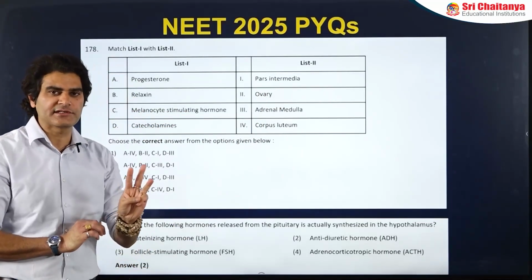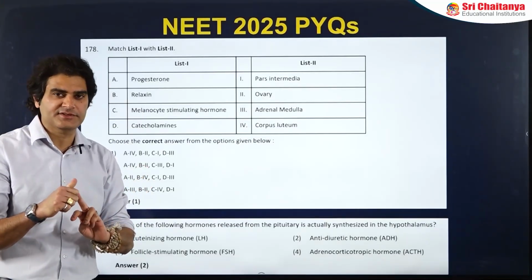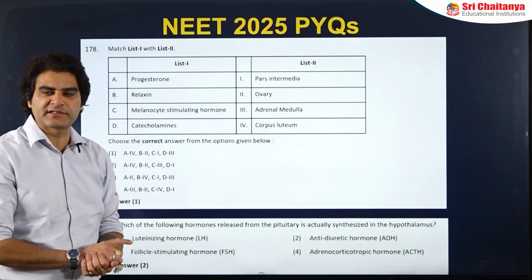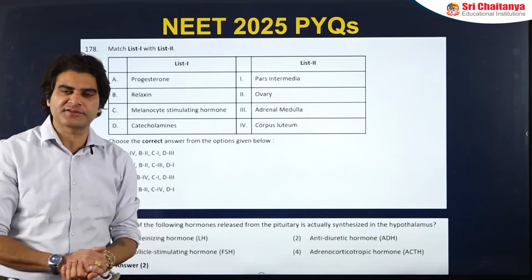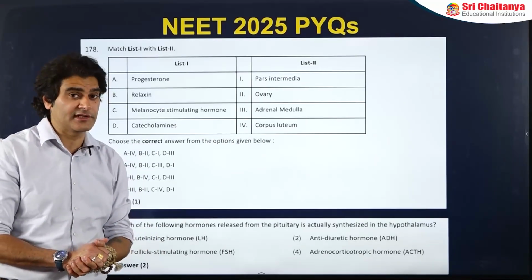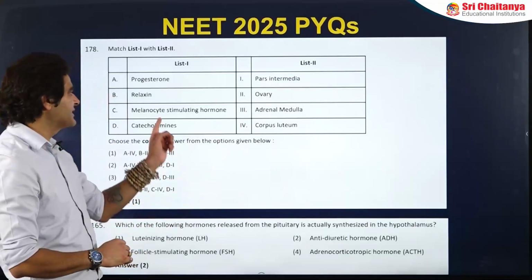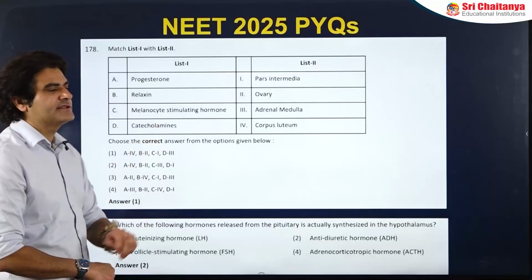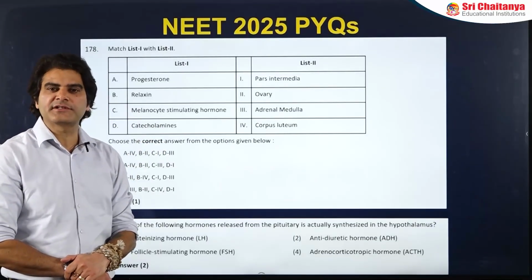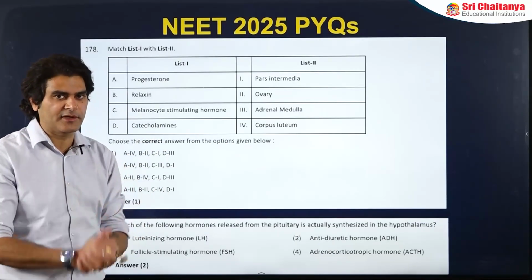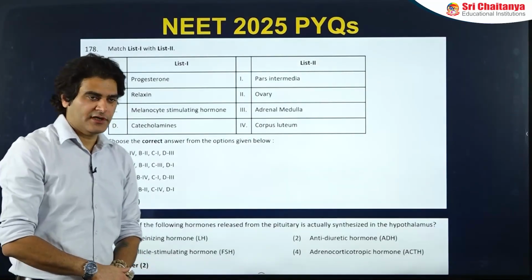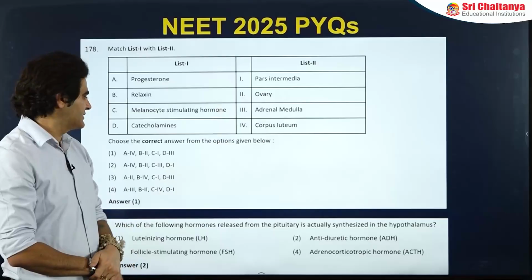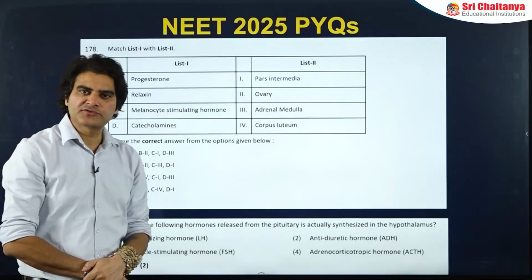Pituitary gland contains 3 lobes: pars distalis, pars intermedia and pars nervosa. Pars intermedia in humans, as we will study in NCERT, is merged with pars distalis almost entirely, but still the hormone coming from the pars intermedia is known as MSH, melanocyte stimulating hormone. Catecholamines is another term for adrenaline and noradrenaline, which are produced from the central part of the adrenal gland, called adrenal medulla. Yes, so the answer to this question will be option 1, where progesterone is produced from the corpus luteum, relaxin is produced from the ovaries.